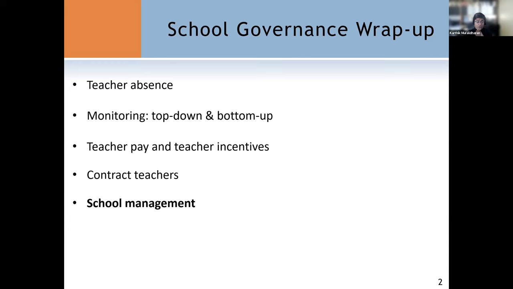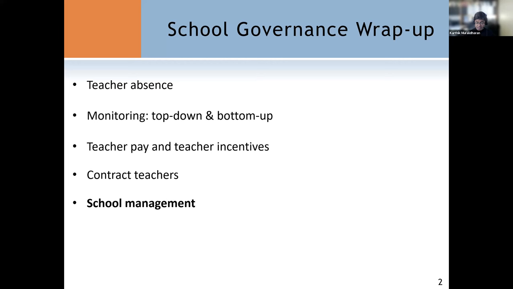Okay, so let's now talk about the last piece in governance, which is school management. And what we mean by management is really, you know, again, in a production function sense, you've got your inputs and you've got your TFP, which is the productivity of those inputs. And you can think about management as a really important component of that TFP. And now the challenge is, how do you measure this?